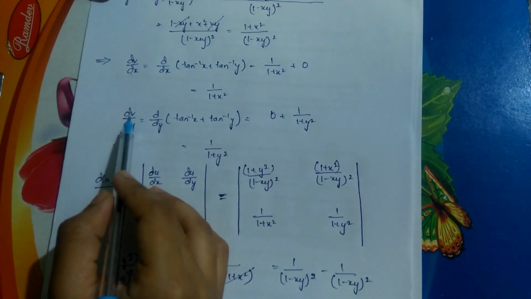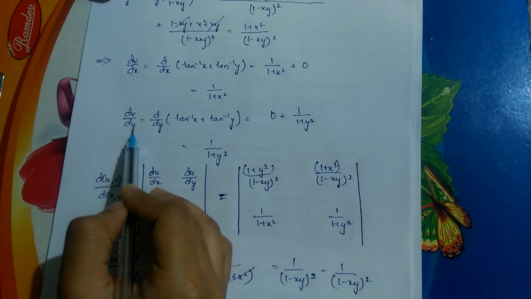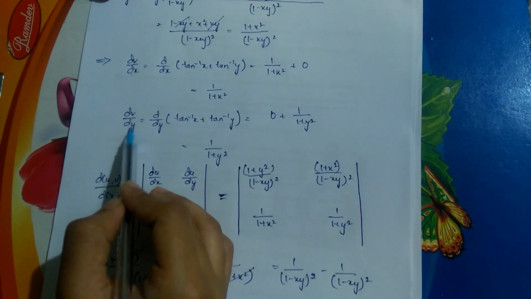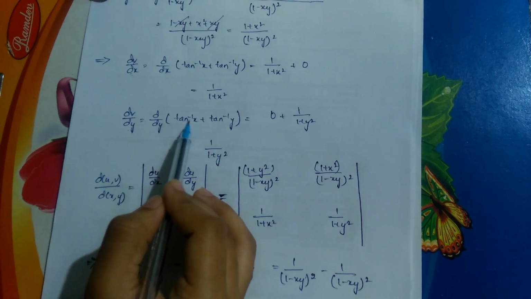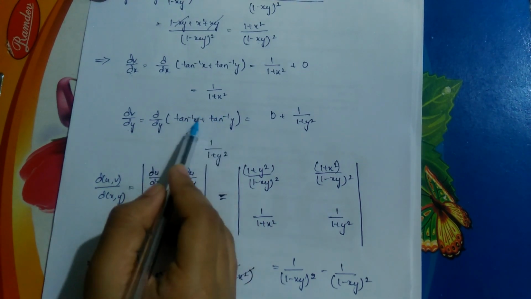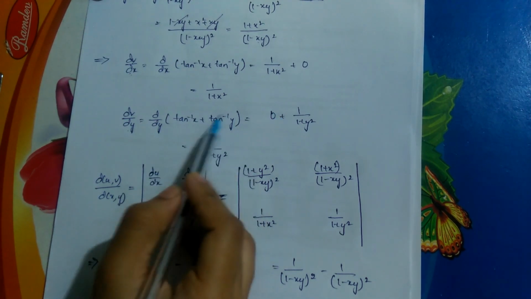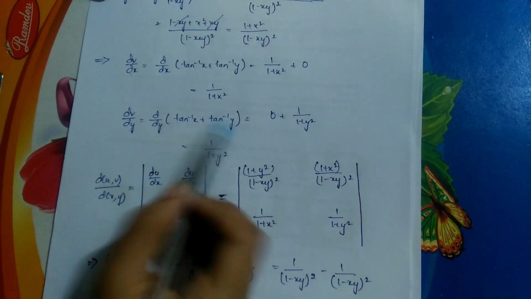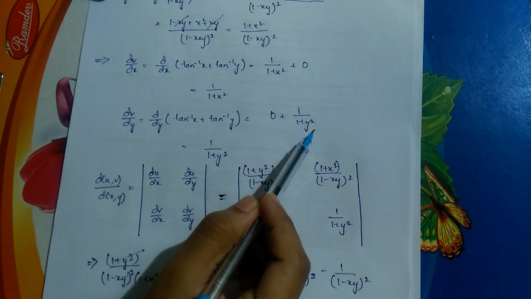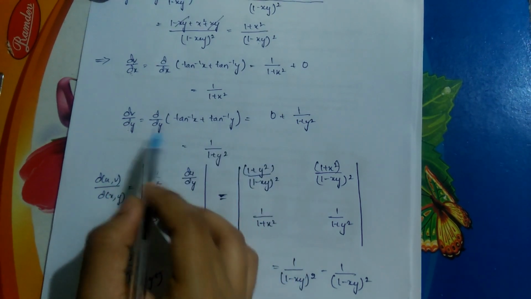Now v is differentiated with respect to y, that is dou v by dou y, which equals dou by dou y of tan inverse x plus tan inverse y. Tan inverse x differentiated with respect to y is 0, and tan inverse y with respect to y is 1 by 1 plus y square. So this is dou v by dou y.